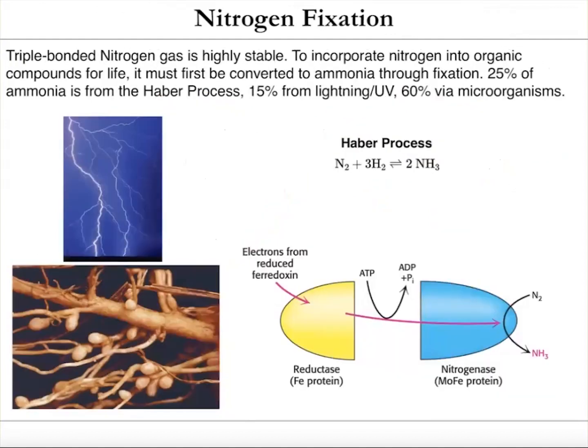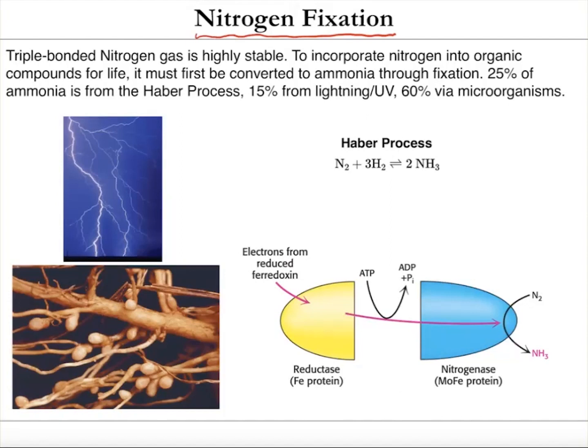So that difference between nitrogen gas and ammonia is actually really important because, as I said, nitrogen gas is incredibly stable. It has that triple bond, and it's really hard to pull that triple bond apart. So to actually incorporate nitrogen into organic compounds, it has to be converted from nitrogen gas to ammonia. And that process you might have heard of before is called nitrogen fixation. So you're fixing nitrogen gas into a form that can actually be incorporated into living things.